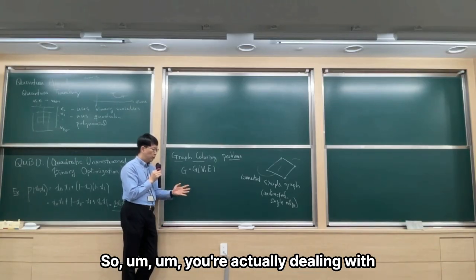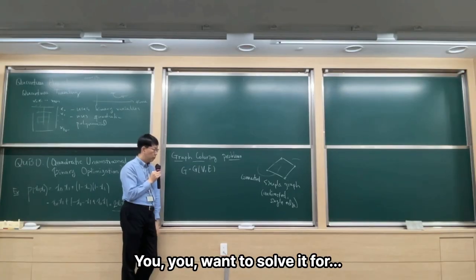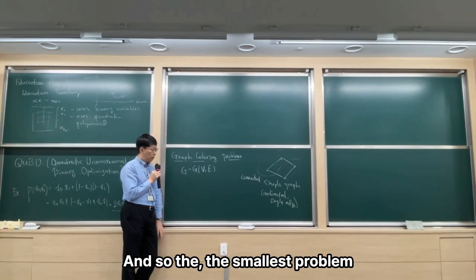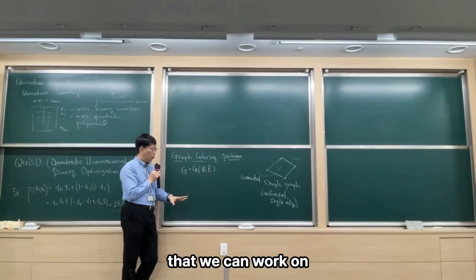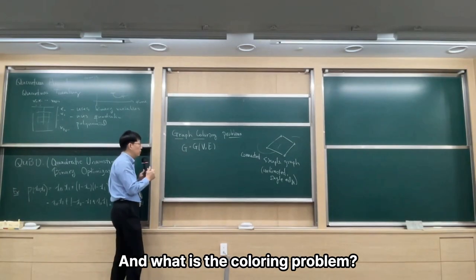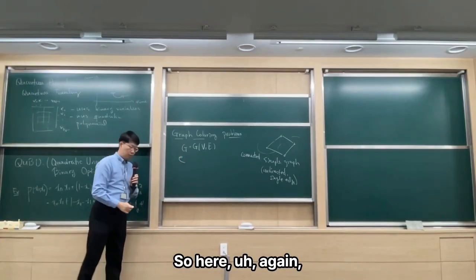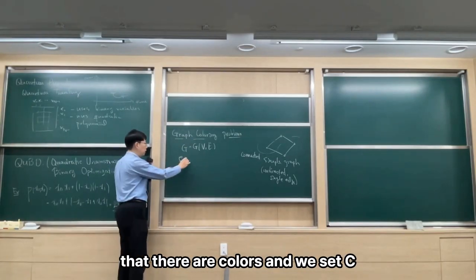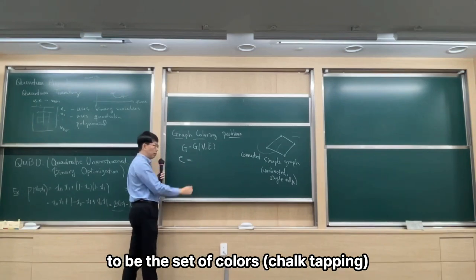You're actually dealing with the smaller ones. You want to go for the smaller one. And so the smallest problem that we can work on is on connected simple graphs. And what is the coloring problem? So here, again, the word coloring means that there are colors, and we set C to be the set of colors.